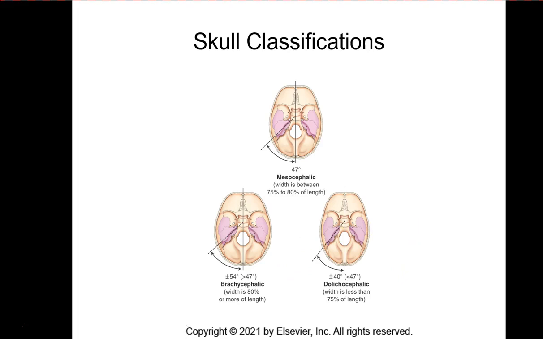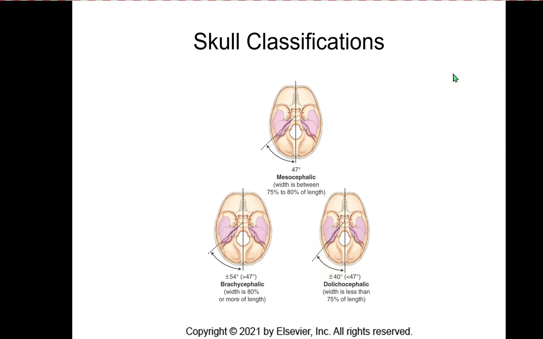A second variation is the angle difference between the petrous pyramids and mid-sagittal plane. So in the average-shaped mesocephalic skull, the petrous pyramids form an angle of about 47 degrees from mid-sagittal plane, and that's what you see here. However, in the brachycephalic skull, because the skull is wider, the petrous pyramid angle is greater than 47 degrees. It's actually closer to 54 degrees. In the dolichocephalic skull, the angle is less than 47 degrees, closer to 40.